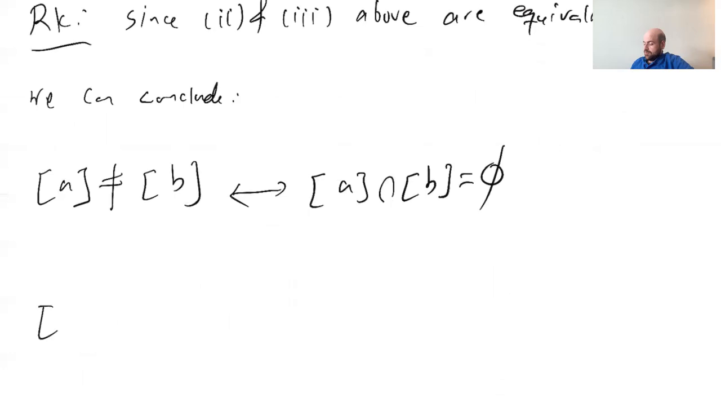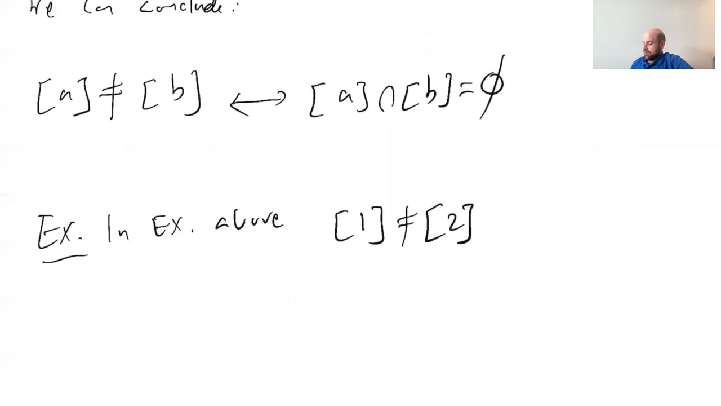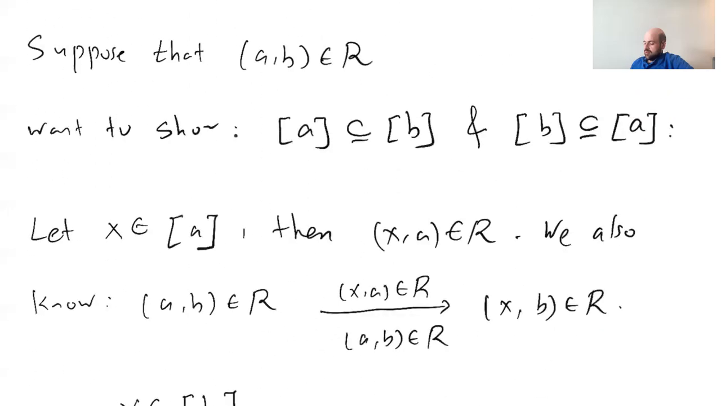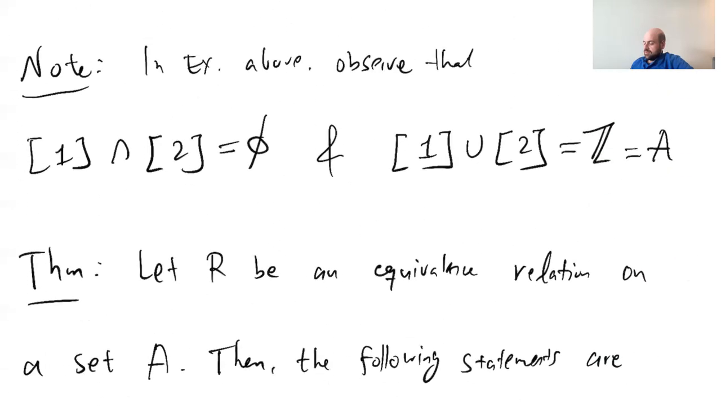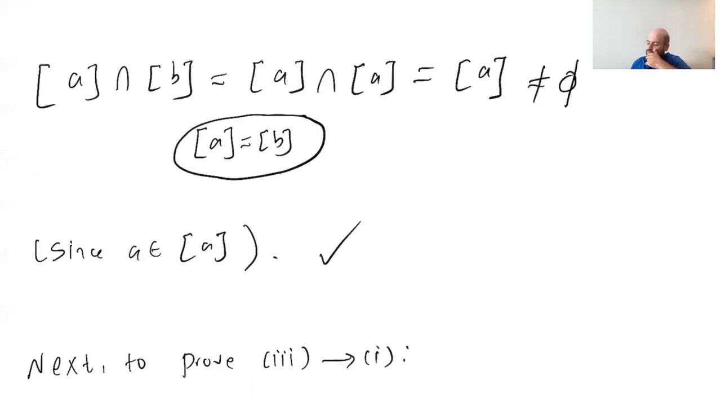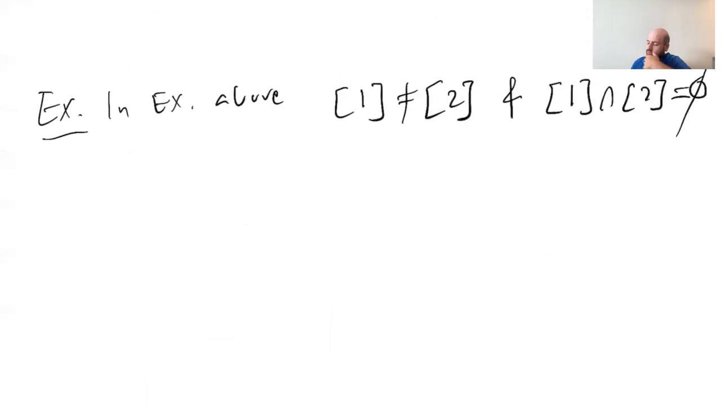So for example, in the example above, the equivalence class of 1 is not the same as the equivalence class of 2, and the equivalence class of 1 intersection the equivalence class of 2 is the empty set. So in this example I'm referring to, the equivalence classes of 1 and 2 were different and their intersection is the empty set, which is something we expect to happen from the theorem or from the remark after the theorem.